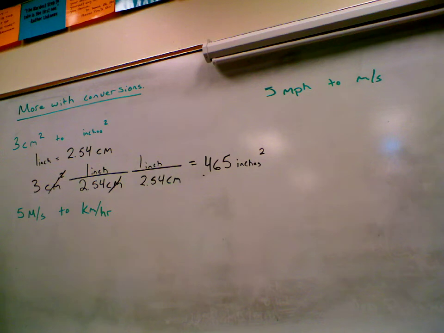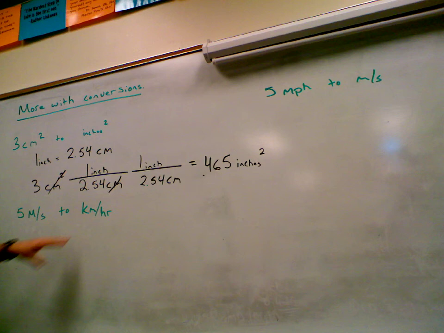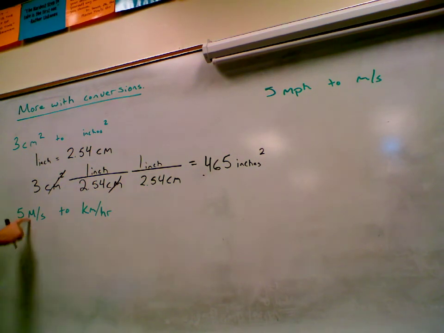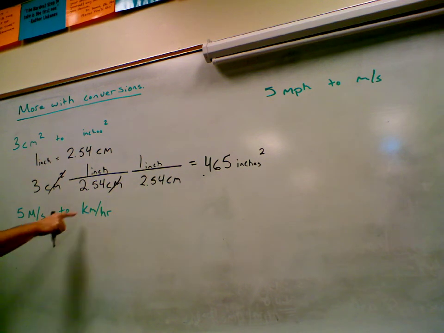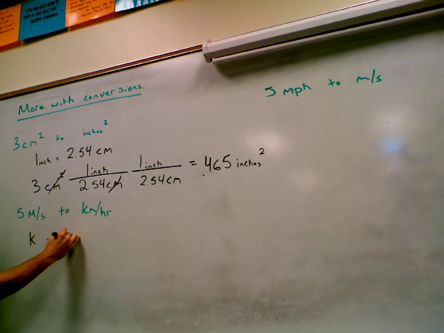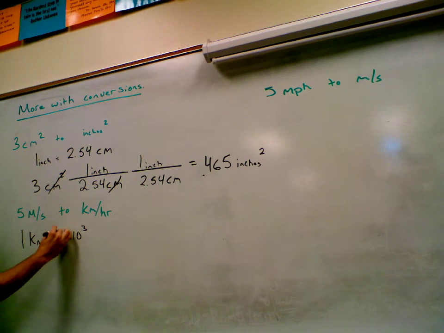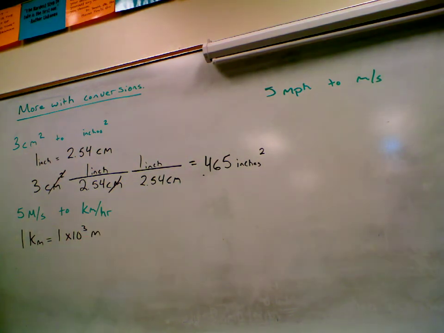Now, a lot of times in this class, we're going to be working with meters per second, but if we were in Canada, we'd be worried about kilometers per hour, wouldn't we? But we're not in Canada. But it's a good conversion to look at. So in this conversion, I'm going to convert meters to kilometers, and I'm going to need to convert seconds to hours. So let's worry about meters to kilometers first. What does kilo mean? Times 10 to the third, right? So that means I know 1 kilometer equals 1 times 10 to the third meters, correct?